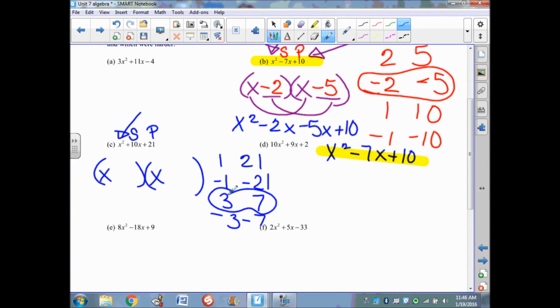Hopefully you're picking those two. Plus 3, plus 7. Check it. Double distribute. X squared plus 7x plus 3x plus 21. Combining in your head, you should come up with x squared plus 10x plus 21.